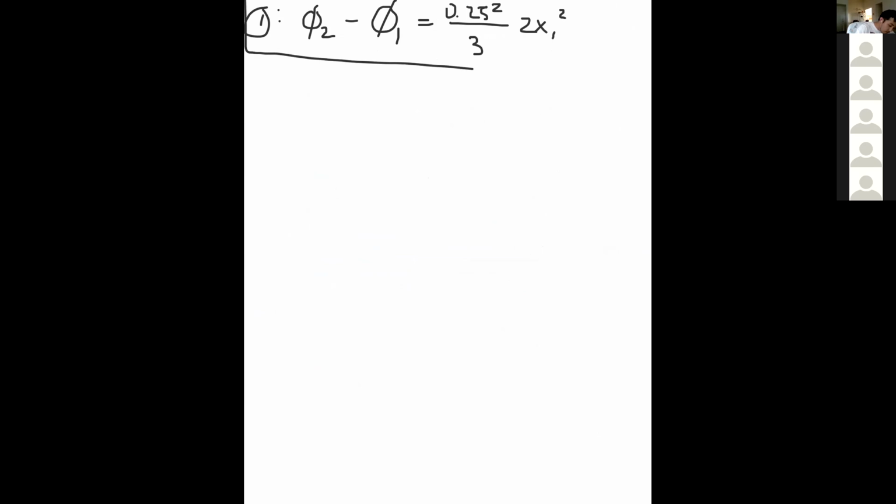Okay, so if we apply this for cell number 1, we get the following equation. So phi r in this case will be phi 2 minus phi c, which is phi 1 in this case. Okay, and then we plug in the values for delta x, and then for k, and we get 2x1 squared. So that takes care of our Neumann condition on the left. So now let's do our Dirichlet condition on the right.